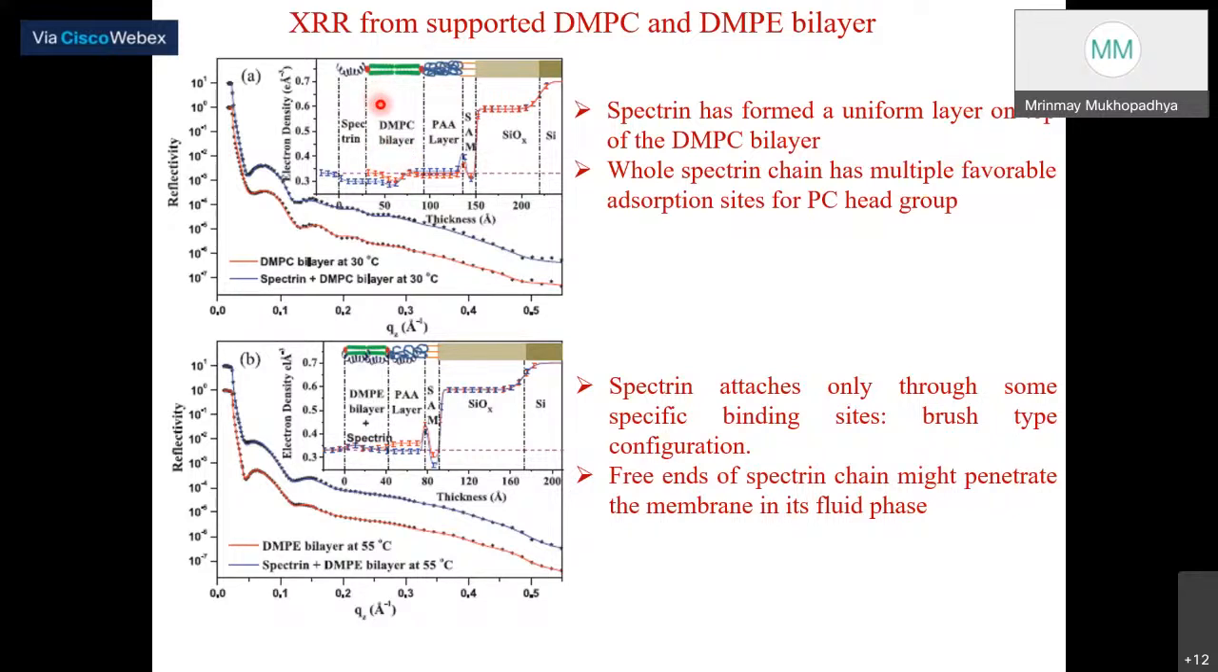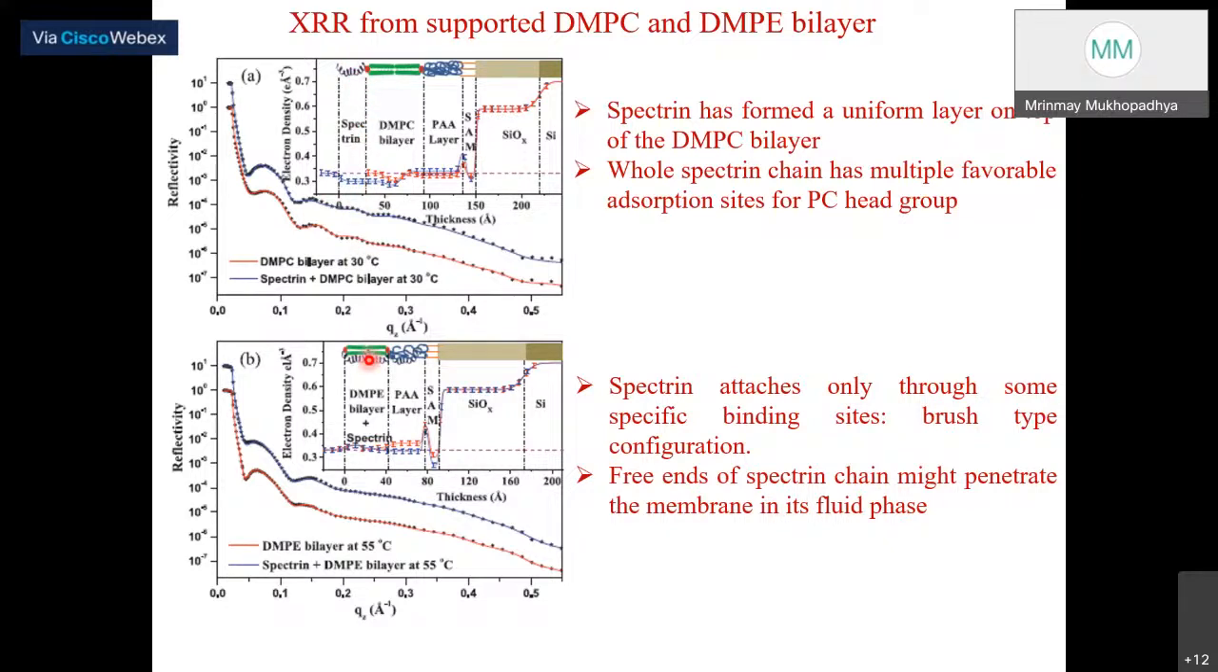In a real cell, we have a lot of PC molecules. When there is a bilayer of PC molecules, because the cell membrane is a bilayer, then spectrin forms a cytoskeleton, a uniform layer like this. But when you have a PE molecule, then basically it doesn't form. So this is the top surface, this is the water surface that I was talking about.